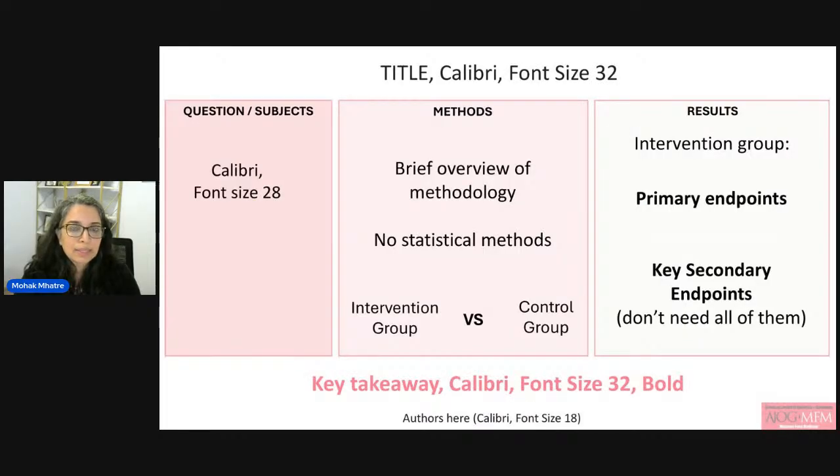This is the template that I use for AJOG MFM highlights. The key point is we want to always present in a top-down and left-to-right approach, because that is how we read in the English language. So the title is on the top. I try to use easy to read, well-rounded fonts like Calibri. Arial is also typically used. I wouldn't use something like Times New Roman in these cases.